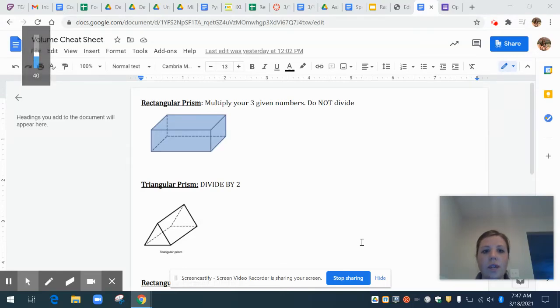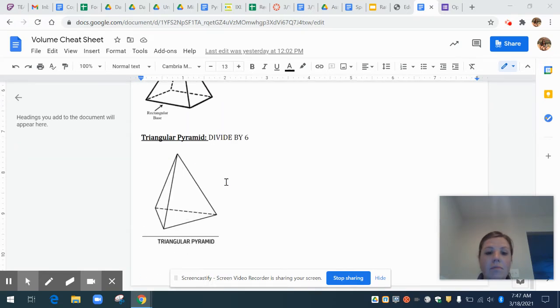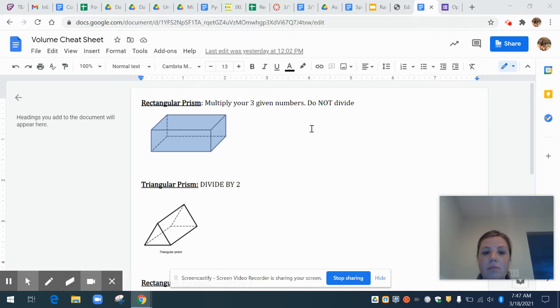Guys, today you're going over volume of pyramids and prisms. So I made this sheet to try and help you do your activity for today. When we have a rectangular prism, all we do is multiply our three numbers together, because we multiply the length and width for the area of the base and then times the height of the prism.